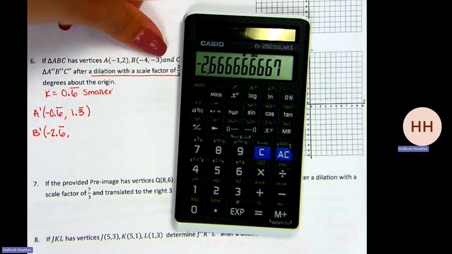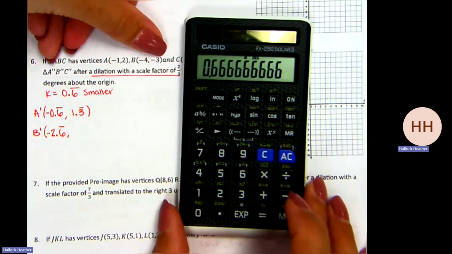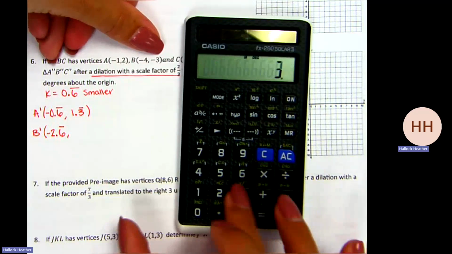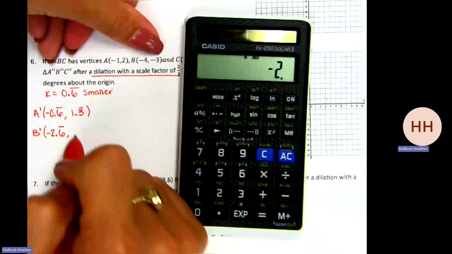I'm going to do the same thing with 3. 2 divided by 3 gives me 0.6 repeating. I'm multiplying by -3. So I get -2. Yes, go ahead.